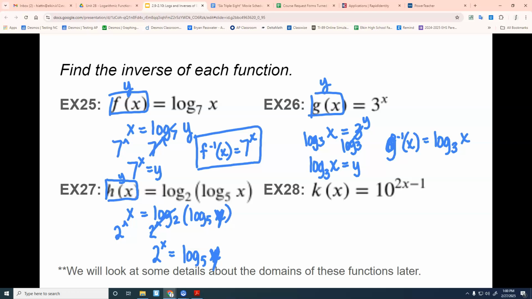How do I get rid of a log base 5? 5 to the power. So I've got to do 5 raised to that power. So what I'm getting is 5 to the 2 to the x. A power to a power to a power.